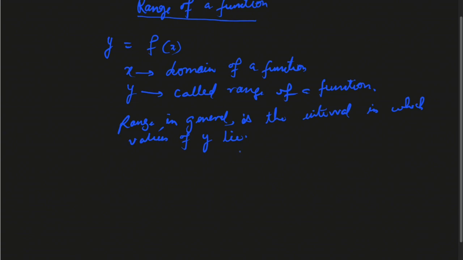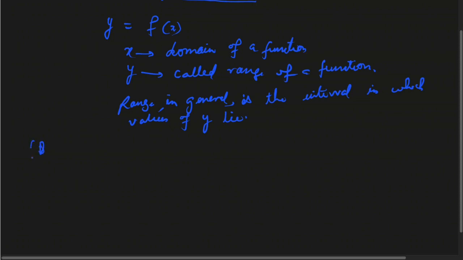Means there would be some maximum value of y and some minimum value of y. तो जो वैल्यूज होंगी y की वो मैक्सिमम और मिनिमम के बीच ही होंगी, and that interval we will call the range of a function. So let us take examples.